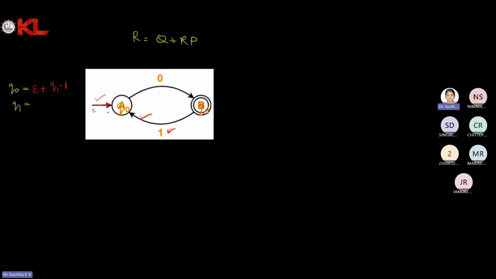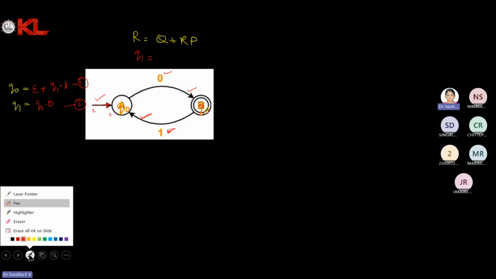The equation for Q0 will be epsilon plus Q1 dot 1. So the equation for Q0 is this, and we mark it as equation 1. Then for Q1, you check how many incoming transitions. Only one incoming transition, that is from Q0, so it is marked as Q0 dot 0. Q0 on 0. This is equation 2. And you check which one is the final state. Q1 is the final state, so we have to find the answer in terms of Q1 equal to what. In that format you have to get the answer.